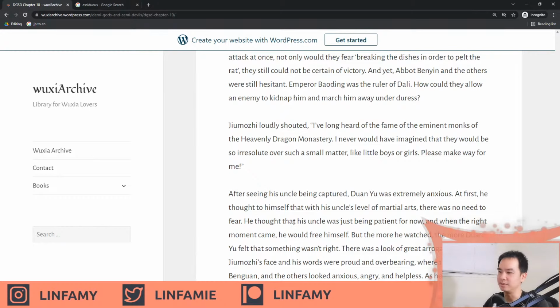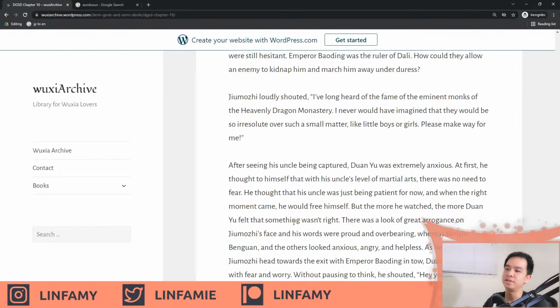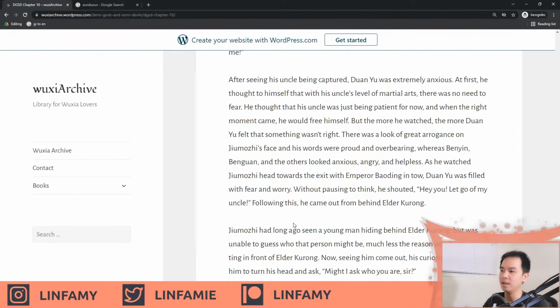After seeing his uncle being captured, Duan Yu was extremely anxious. At first, he thought to himself that with his uncle's level of martial arts, there was no need to fear. He thought that his uncle was just being patient for now, and when the right moment came, he would free himself. But the more he watched, the more Duan Yu felt that something wasn't right. There was a look of great arrogance on Jiumotsu's face, and his words were proud and overbearing, whereas Bunyin, Bunguan, and the others looked anxious, angry, and helpless. As he watched Jiumotsu head towards the exit with Emperor Baoding in tow, Duan Yu was filled with fear and worry. Without pausing to think, he shouted, Hey, you! Let go of my uncle! Oh, shit.